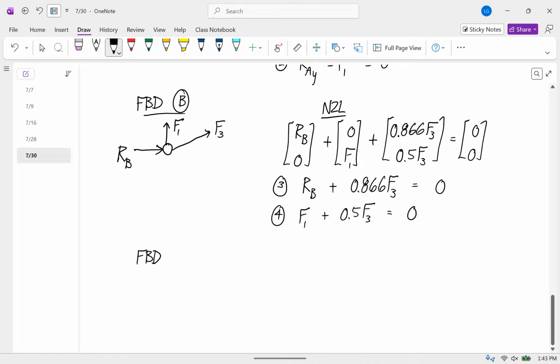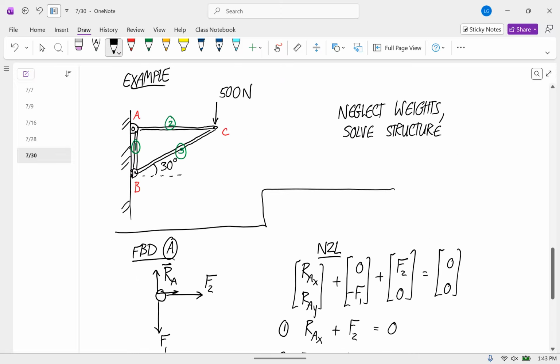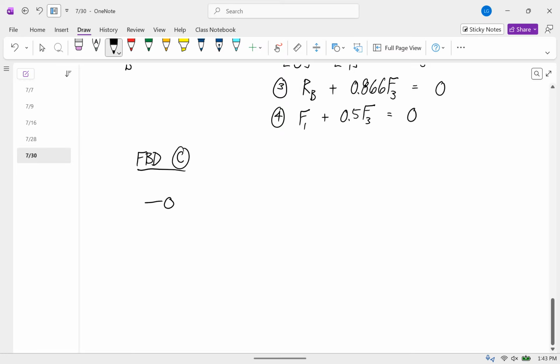So, free body diagram of the joint C. We have member 2 pulling to the left, member 3 pulling diagonally down and to the left, and then we have that 500 Newton force acting on this pin at C. So we have F2 this way, F3 this way, and 500 Newtons this way.